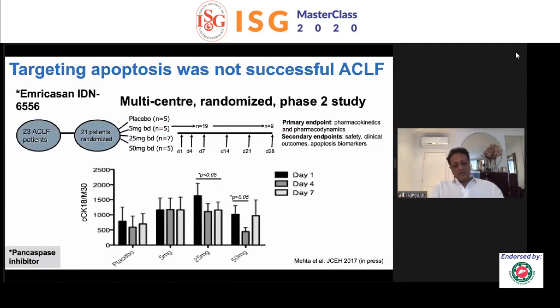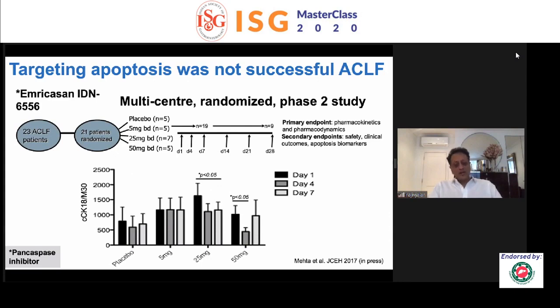Before we started thinking about targeting inflammation, this is the first study, I think, ever that we did in ACLF patients, where we used emricasan, which is a drug which inhibits apoptosis, and we really had no effect whatsoever. So pathophysiology is more important than going directly to a clinical trial. So this trial preceded the last slide that I showed you. So the anti-apoptosis drug does not work.